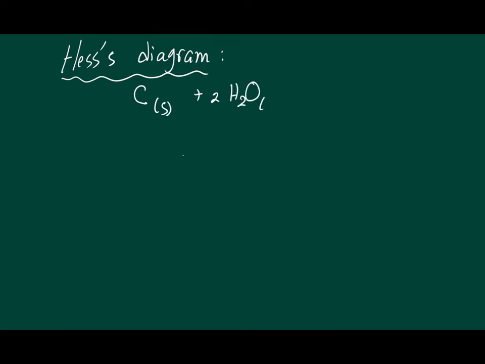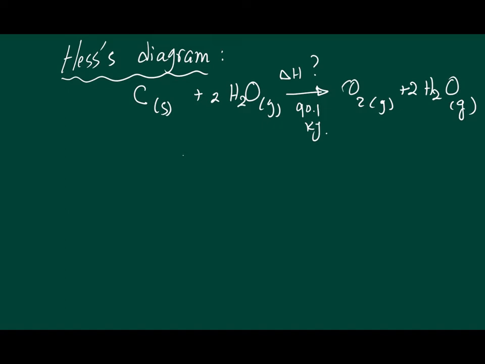Sometimes you are asked in that kind of reactions to draw Hess's diagram. Also, Hess's diagram can be used to check out your answer. Remember that the equation that he was asking about was C plus 2H2O to produce CO2 and 2H2. This is the value of delta H that we calculated and we found it 90.1 kilojoules. Let's check it.